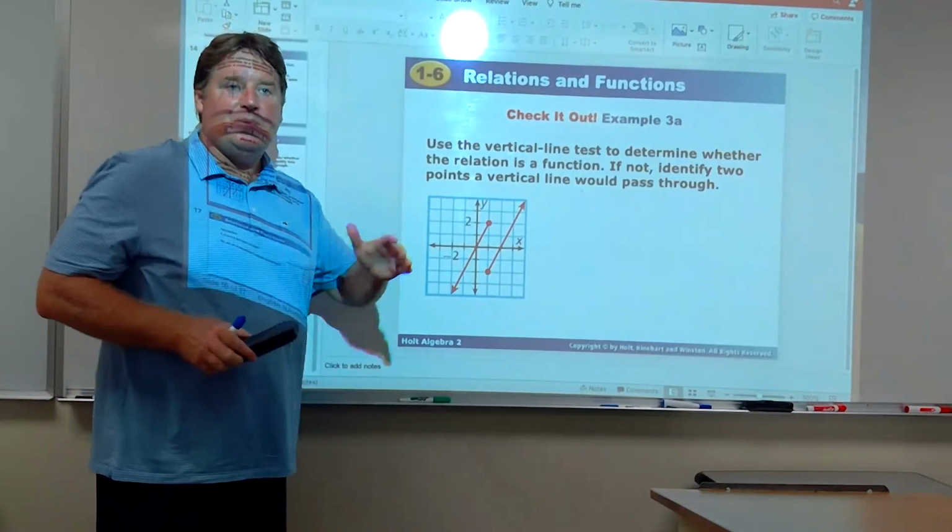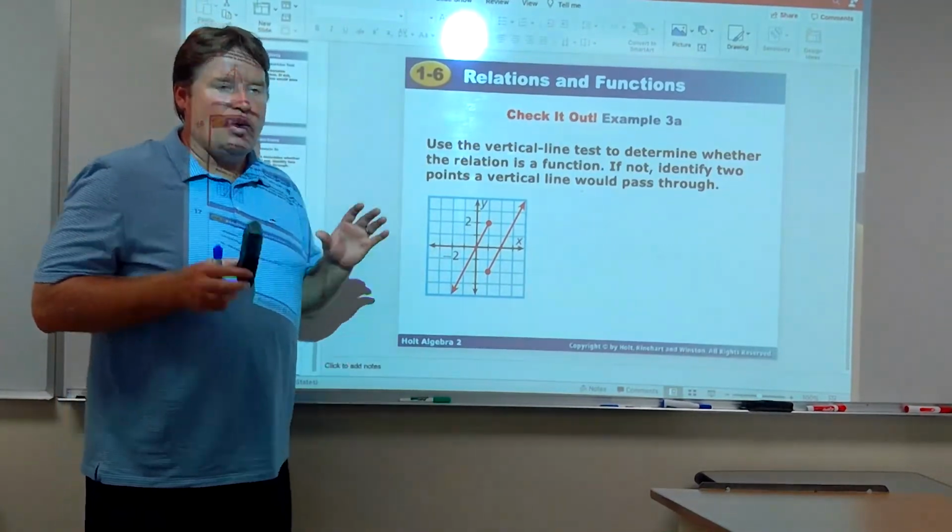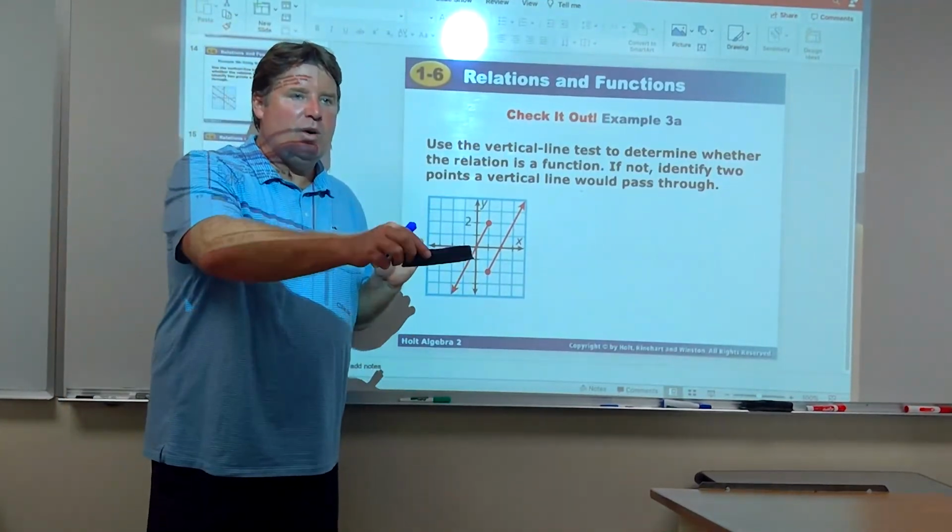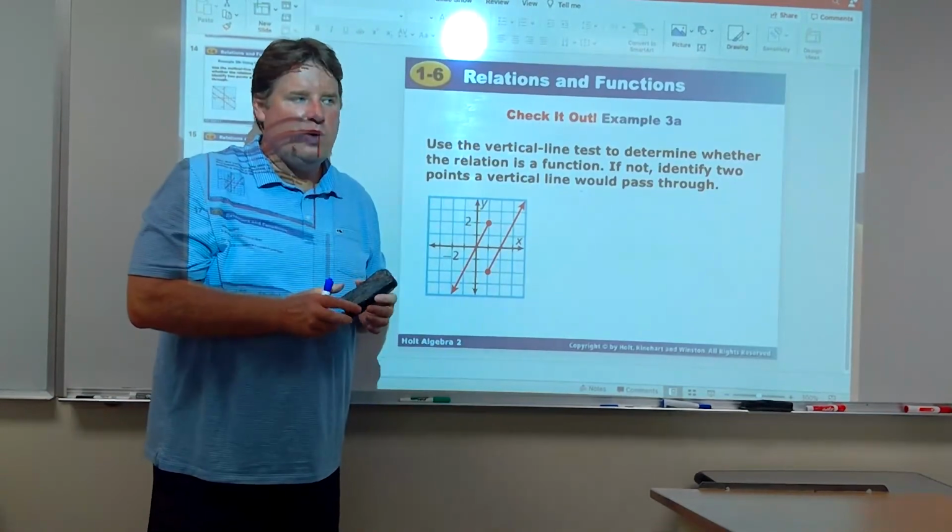Okay, so have some fun, practice your hi-yas, and remember, in order to be a function, each input can only go to one output. That's how we know if it's a function.